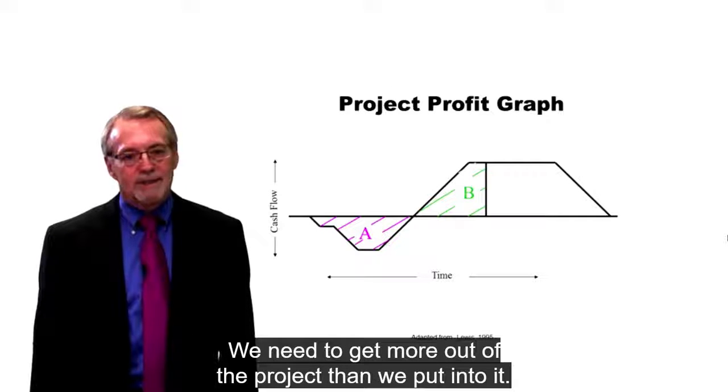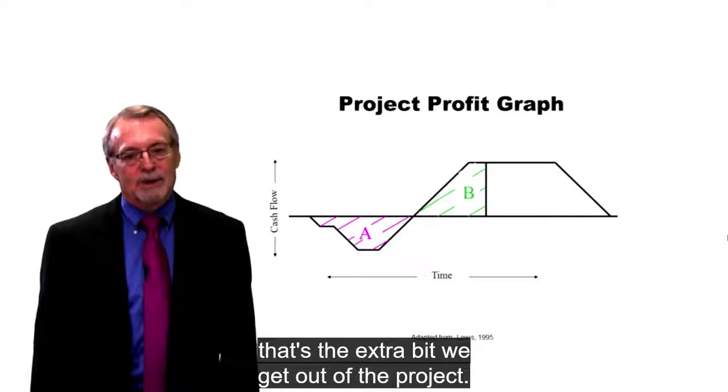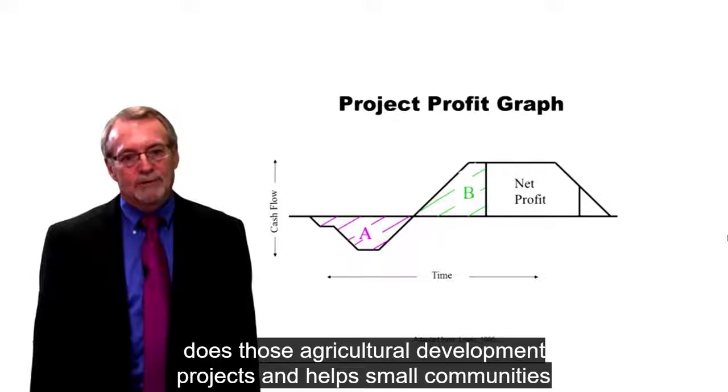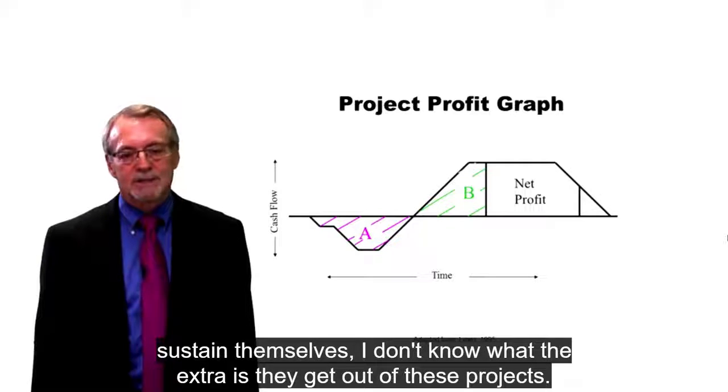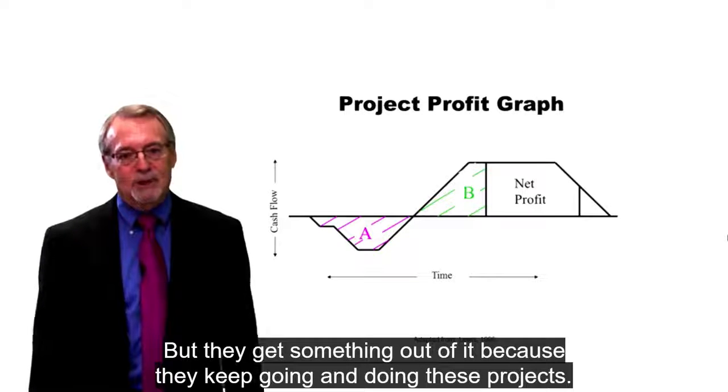We need to get more out of the project than we put into it. So that whole little piece beyond B, that's the extra bit we get out of the project. There'll be some time out here, whether it's net profit or, like that group that does agricultural development projects and helps small communities sustain themselves. I don't know what the extra is they get out of these projects, but they get something out of it because they keep going and doing these projects.